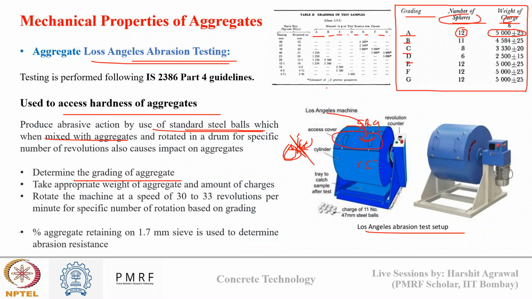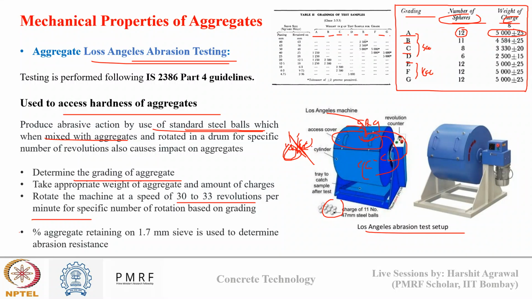Okay, the steel balls. Then we'll rotate this machine at a speed of 30 to 33 revolutions per minute for a specified number of rotations. Based on grading we define the rotation number also. For grades A, B, C, D, the code says you need to rotate for 500 revolutions. For grades E, G, and F, the code says you need to rotate for 1000 revolutions.